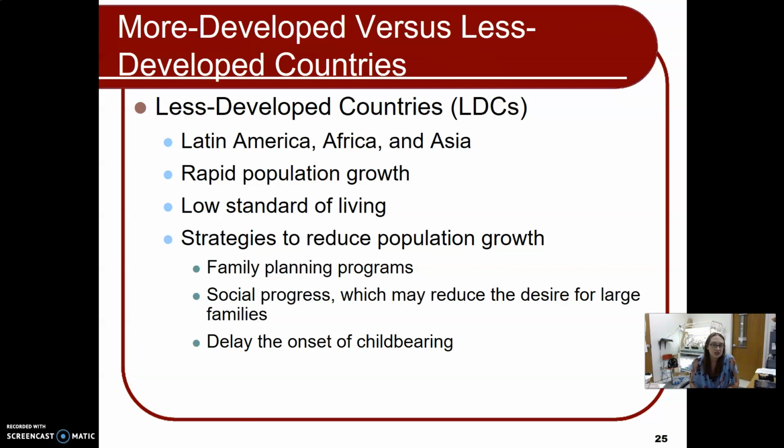So the strategies: family planning programs, social progress, which might reduce the desire for large families, delaying the onset of childbearing, things like that. Young marriages, farming communities where the more children you have, the more help you have on the farm. Those are reasons why you would have larger families. But we're trying to curb this growth.